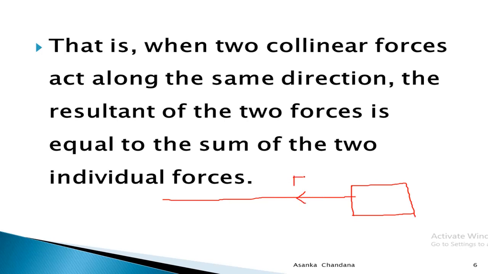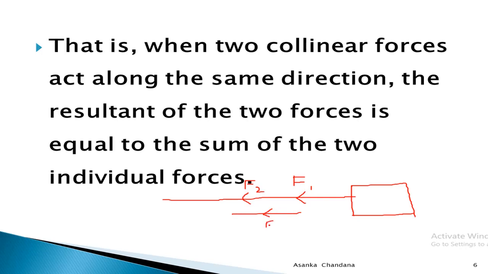F1 and F2. Now think about these two collinear forces acting on this object. Now think about if a single force should be supplied instead of these two forces, and that is F. It means the resultant force.